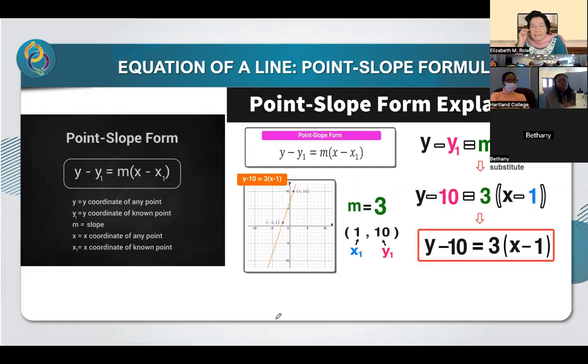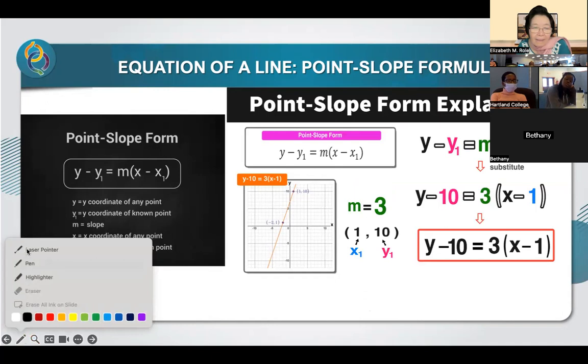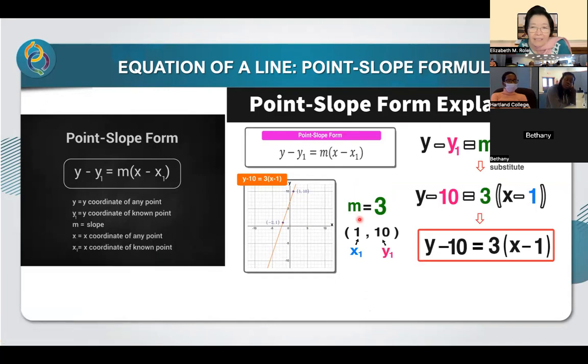Right. So this is how it is. Y minus y sub 1 is equal to m times x minus x sub 1. So here, if I am given a slope of 3 and a point (1, 10), then the question is, what is the equation of the line?